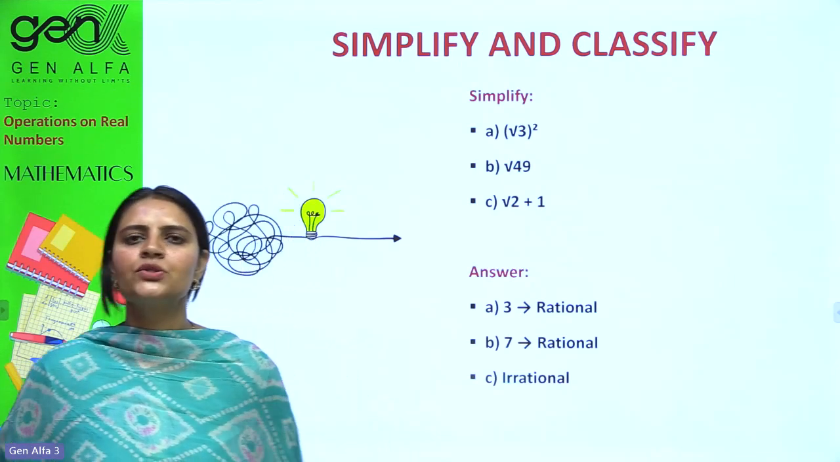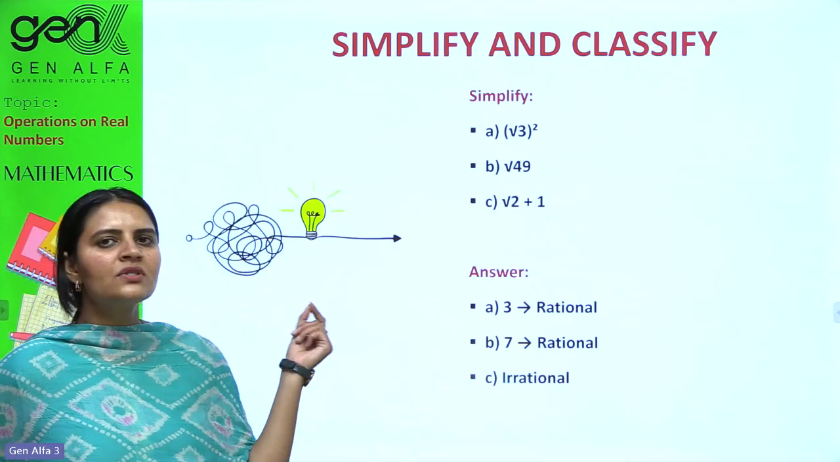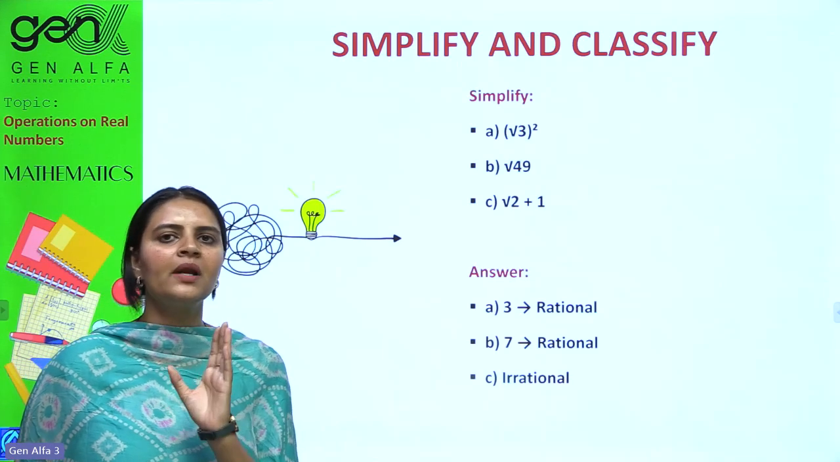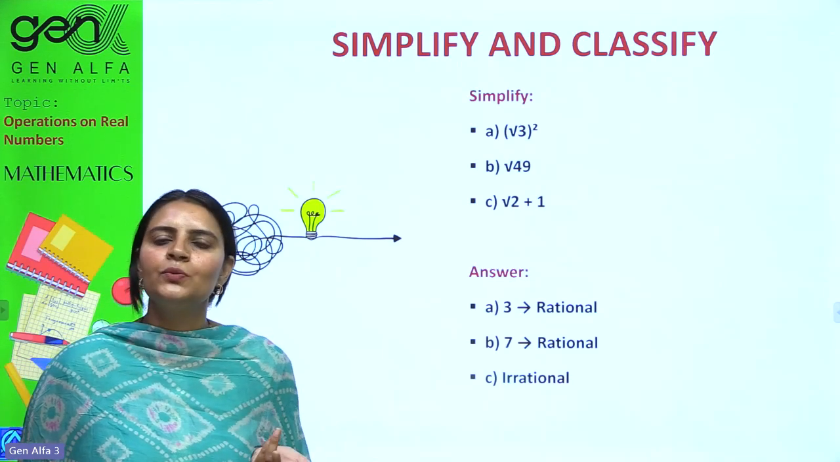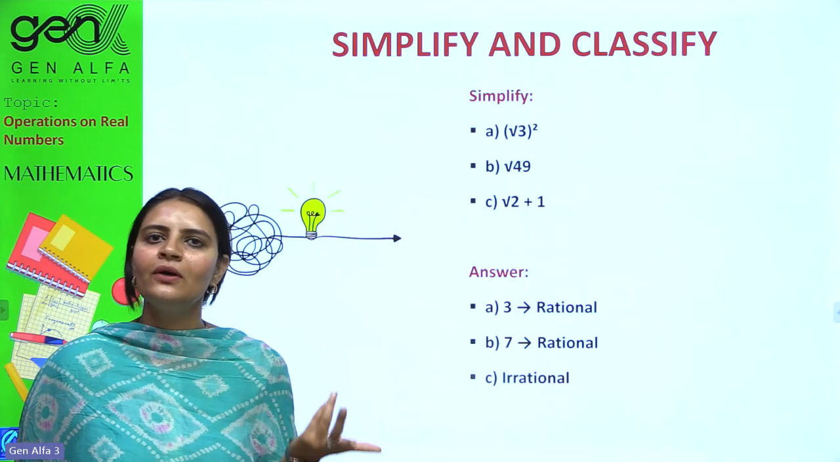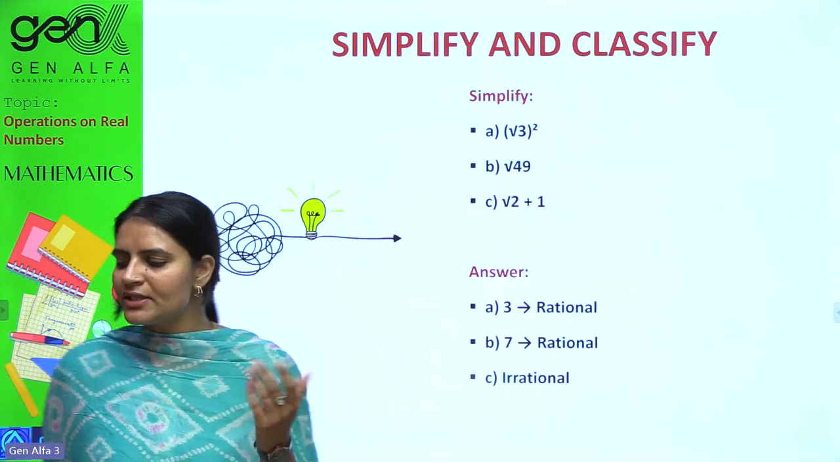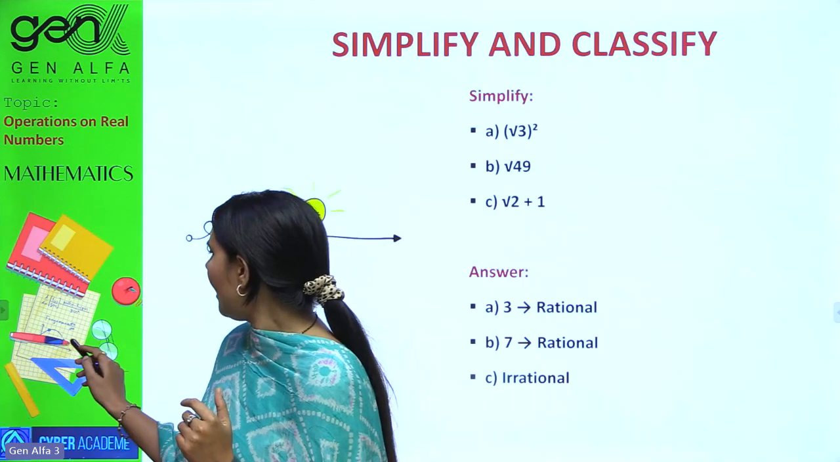Either you can just do one thing. Put in the value of under root 2, 1.414 and it keeps on going, plus 1. That would be 2.414 and it keeps on going like that. Isn't it? So that's all for today's class.